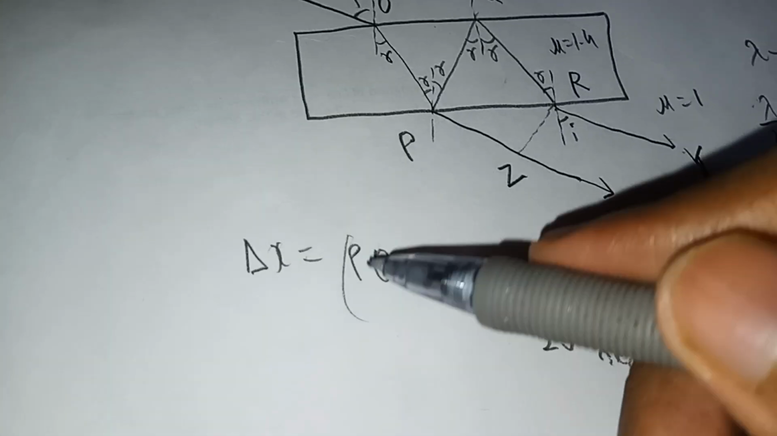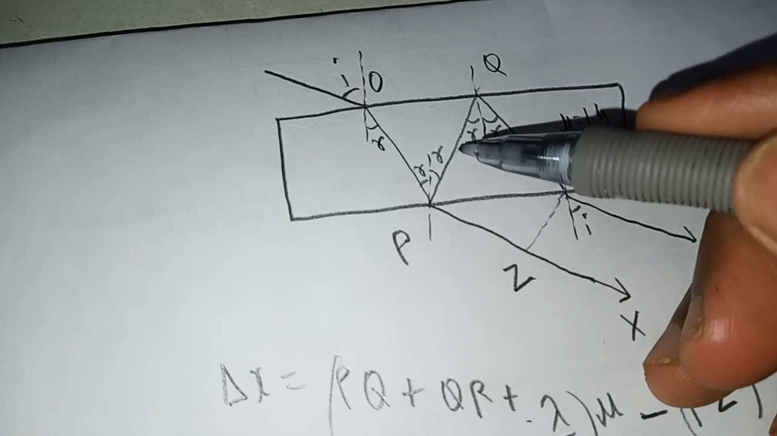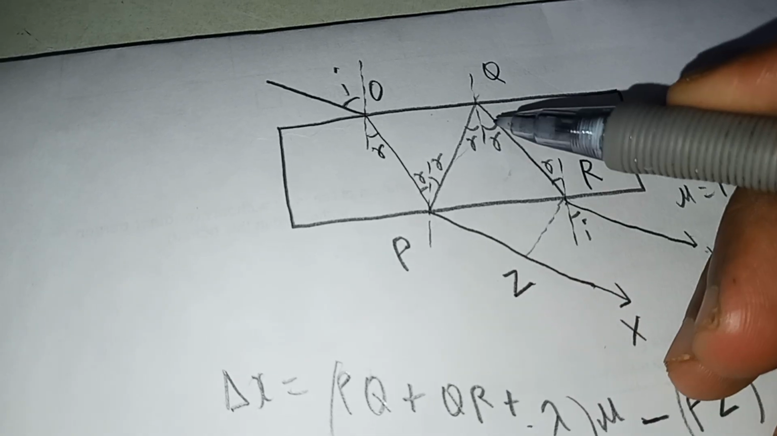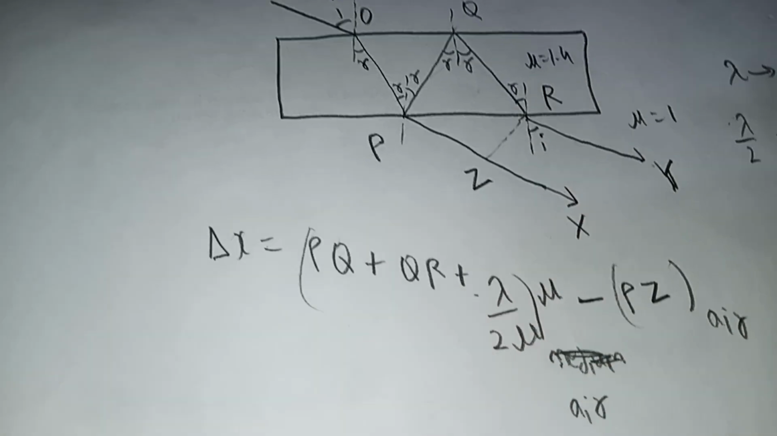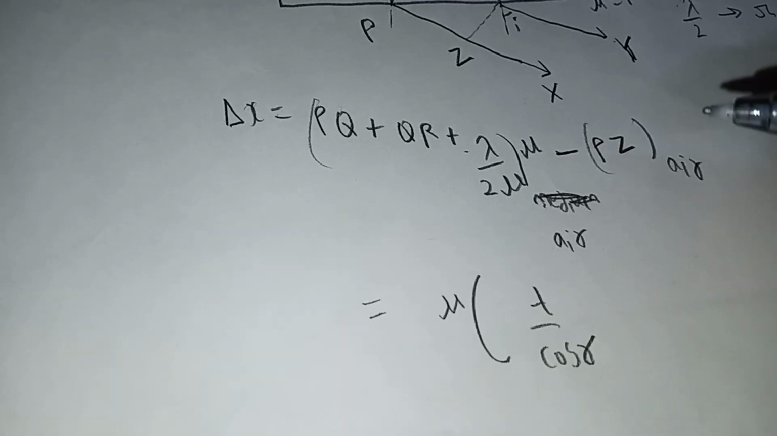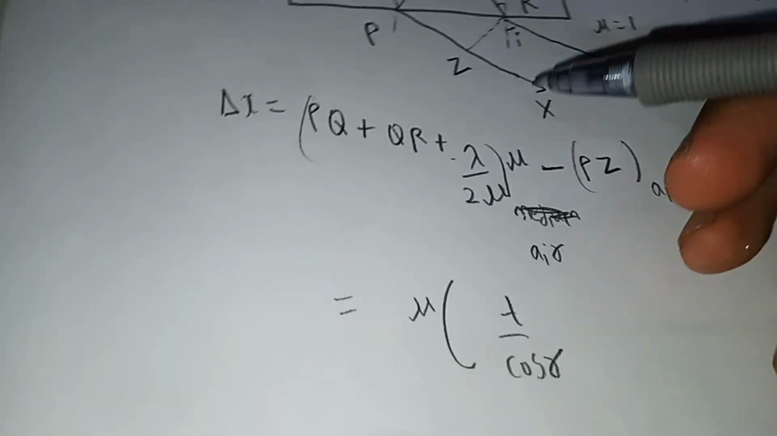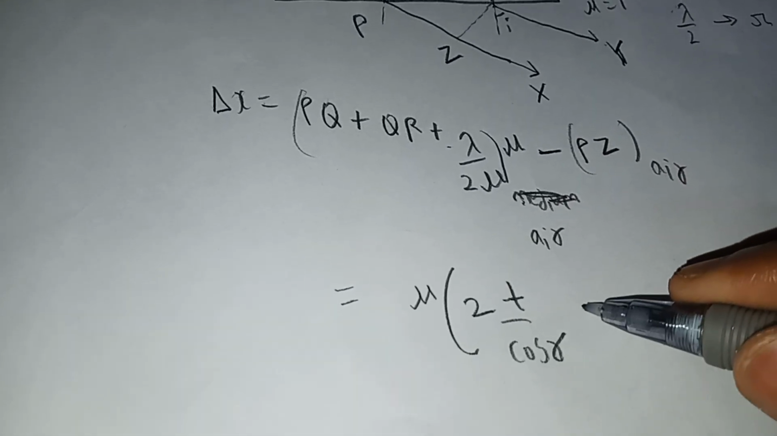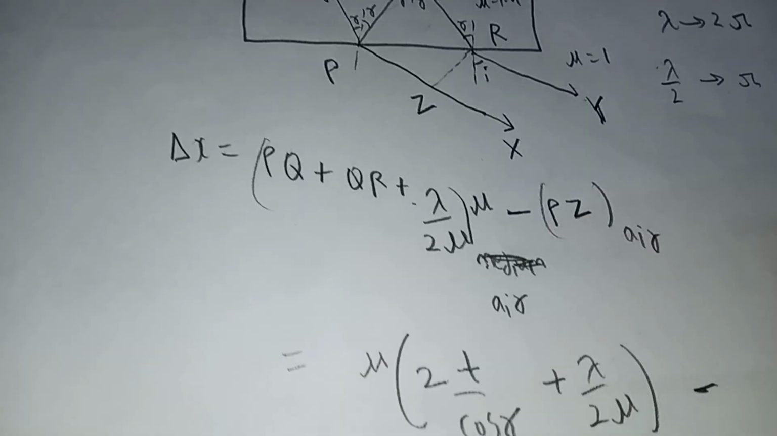And what is PQ? You can see from geometry that cos r is equal to thickness divided by PQ. So thickness by PQ is cos r, and we can write PQ as thickness by cos r. And similarly QR is also thickness by cos r. So this will be 2 times thickness by cos r plus lambda by 2 mu and minus PZ.